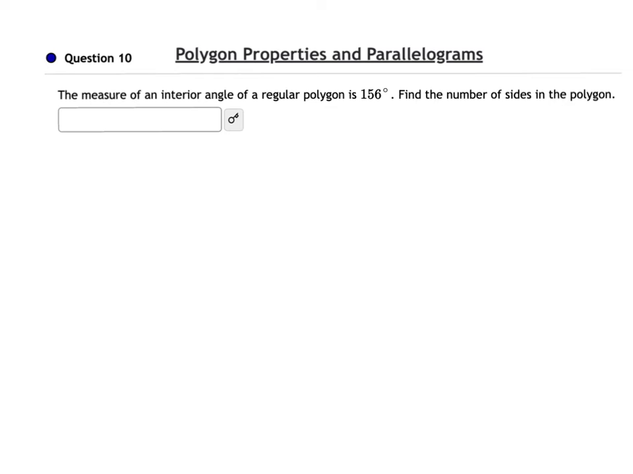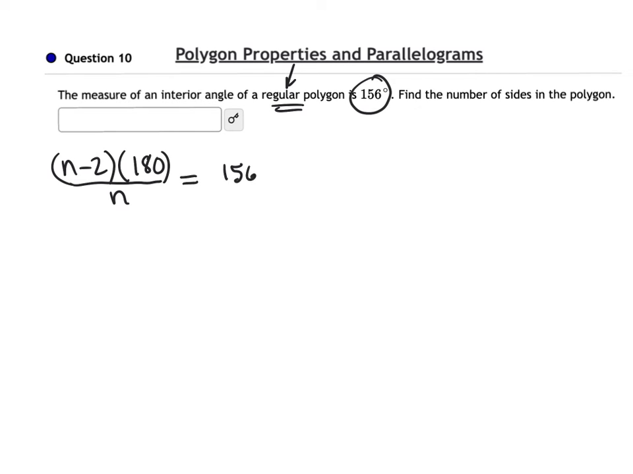This is like the last one I did in the teaching. There are 2 ways to do this. I'll do it both ways and you can choose which one you like. N minus 2 times 180 is the sum of all the angles in a regular quadrilateral, in any quadrilateral, but this one's regular. So all these are going to be equal. Now if I divide by the number of angles, that gives me one angle, which is 156 degrees.